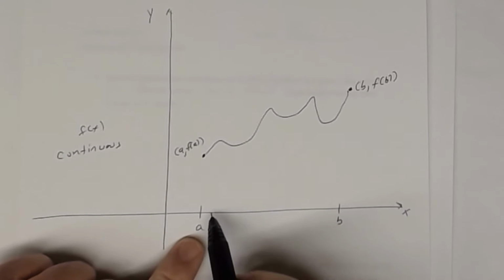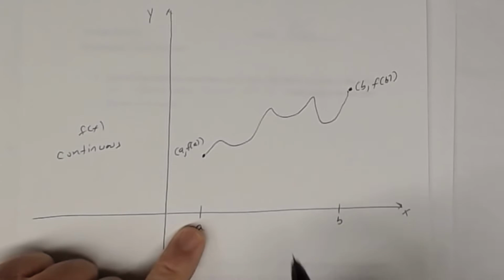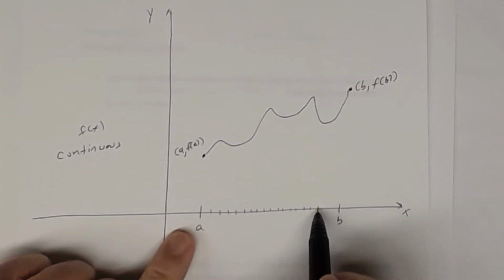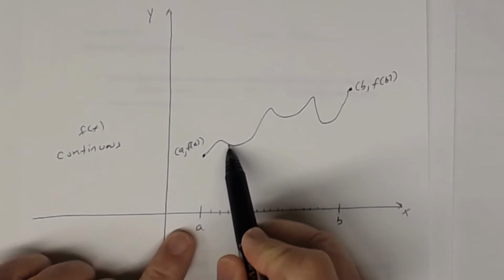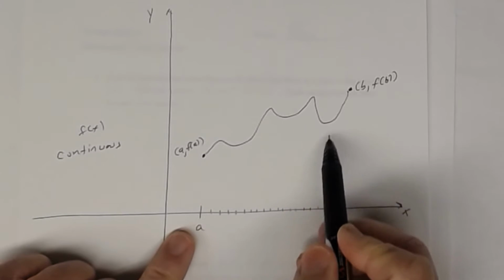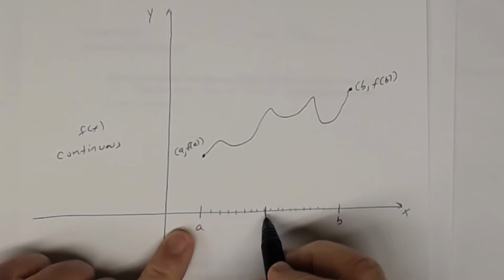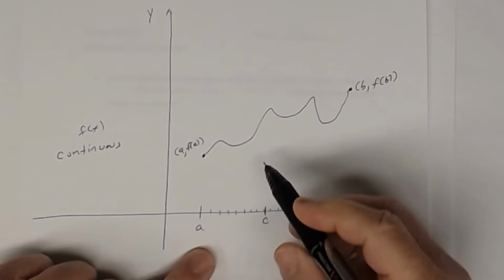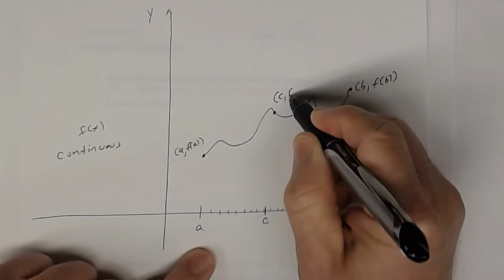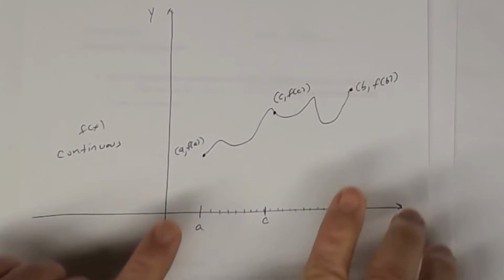But the intermediate value theorem says this. If a function is continuous in that interval, then every x value in that interval will have a y value. So there's going to be a point on that graph corresponding to each of those x coordinates. In particular, if x is c, then there has to be a point c, f of c. So that's what that means. It could be above or below.